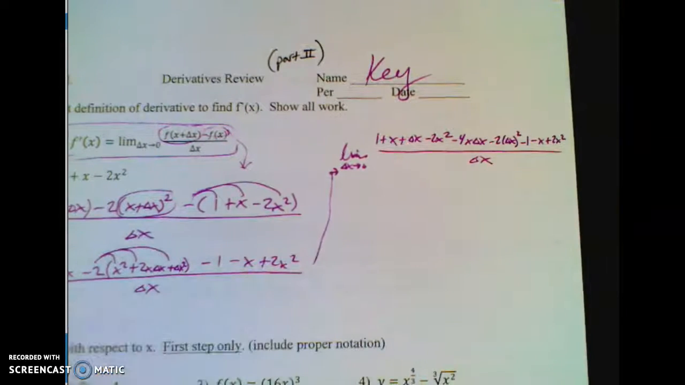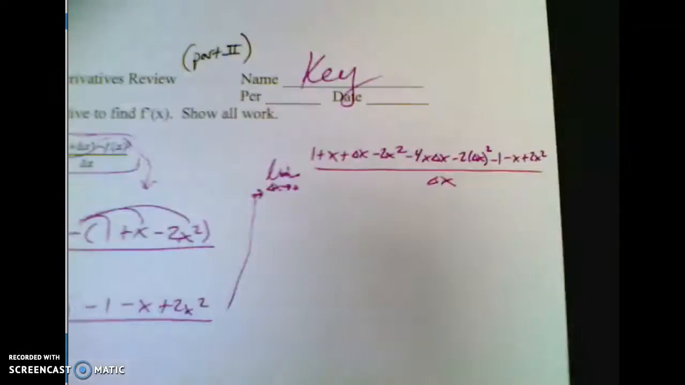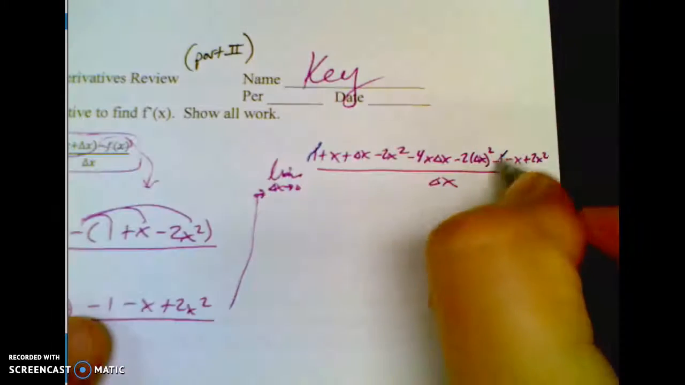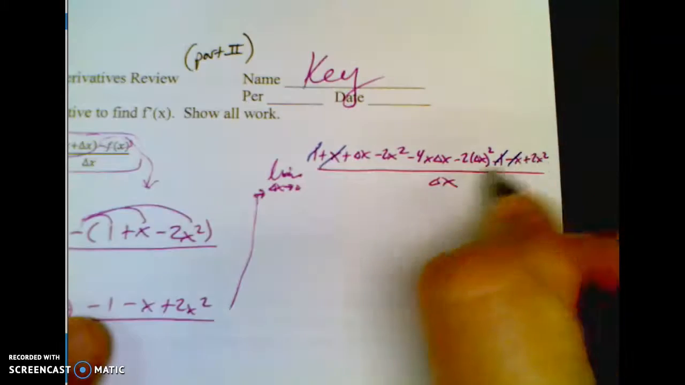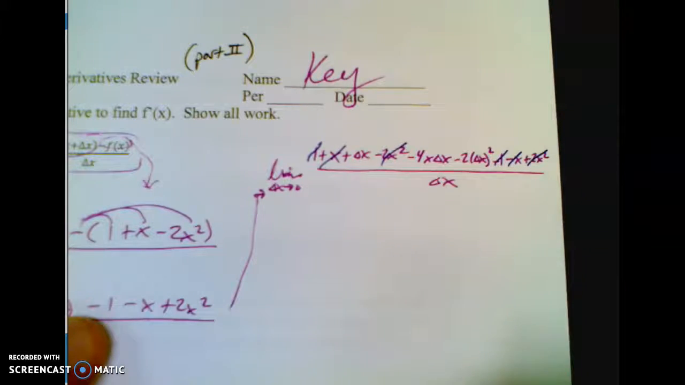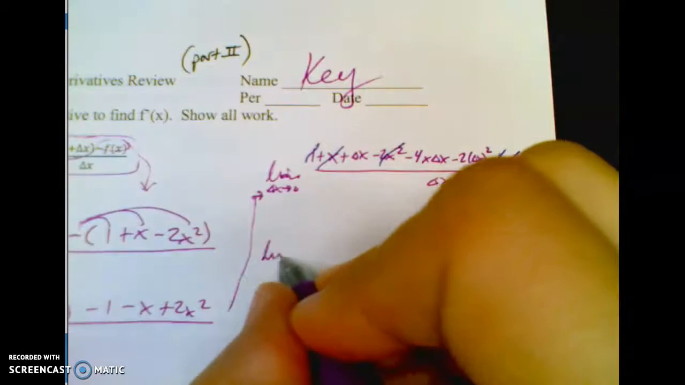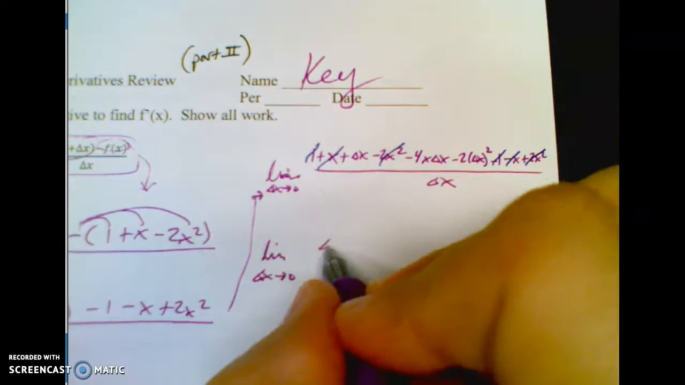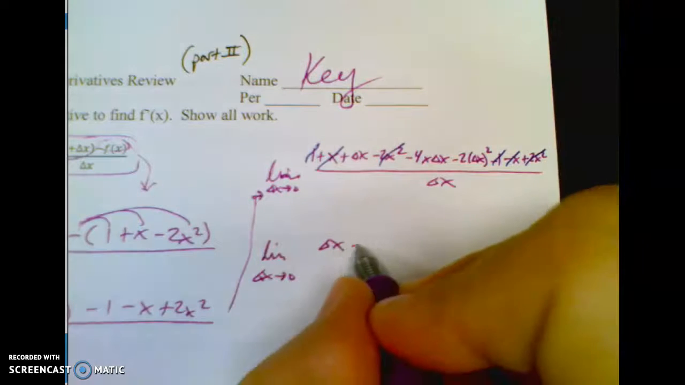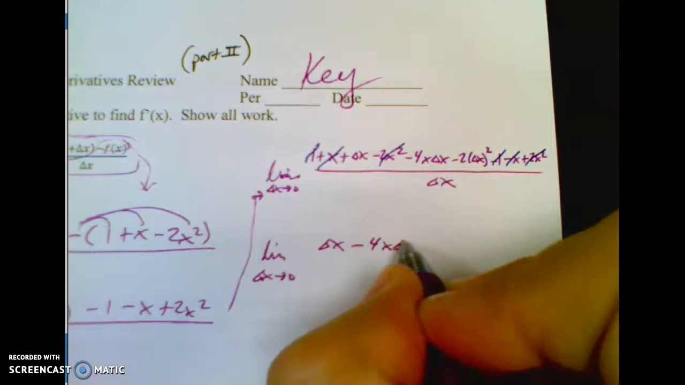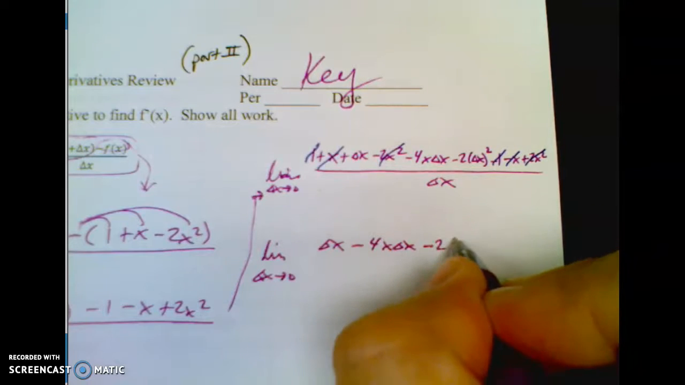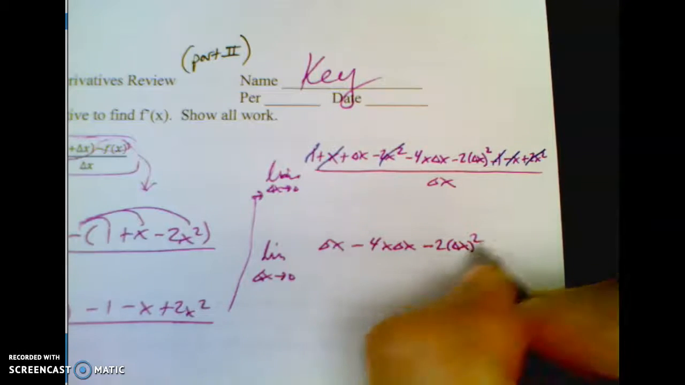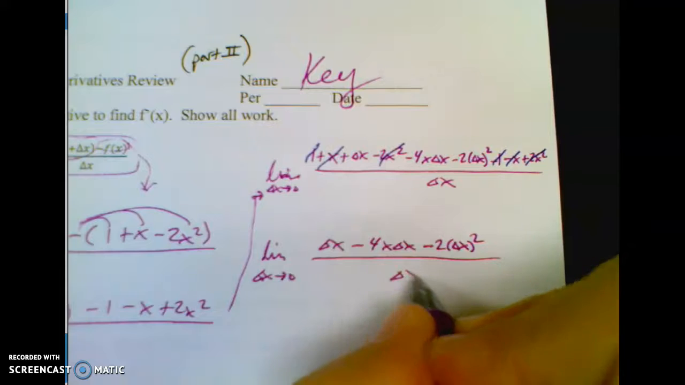All right, now is when stuff starts canceling. You can see, looking closely, we got a 1 and a negative 1. We got an x and a negative x. We got a negative 2x squared and a 2x squared. Awesome. What's left over? Let's see. We have a delta x. We have minus 4x delta x. We have minus 2 delta x squareds, all over delta x.